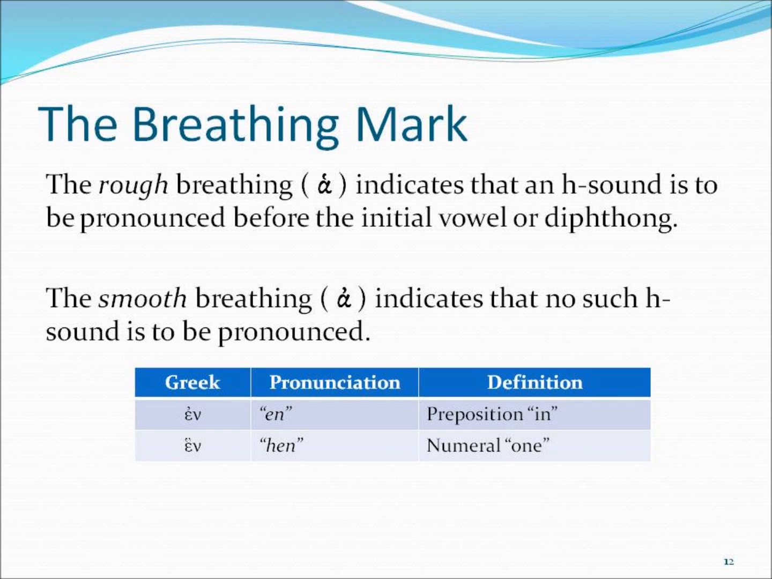Let me give you an example here below. Epsilon nu, N. If it has a smooth breathing mark above it, it would be pronounced N. And this is the static preposition, in. But if we change that smooth breathing mark to a rough breathing mark, instead of saying N, it's pronounced hen. Hen. And this is the number 1. You'll learn to pick up on the rough breathing marks and the smooth breathing marks as you memorize your Greek vocabulary words.